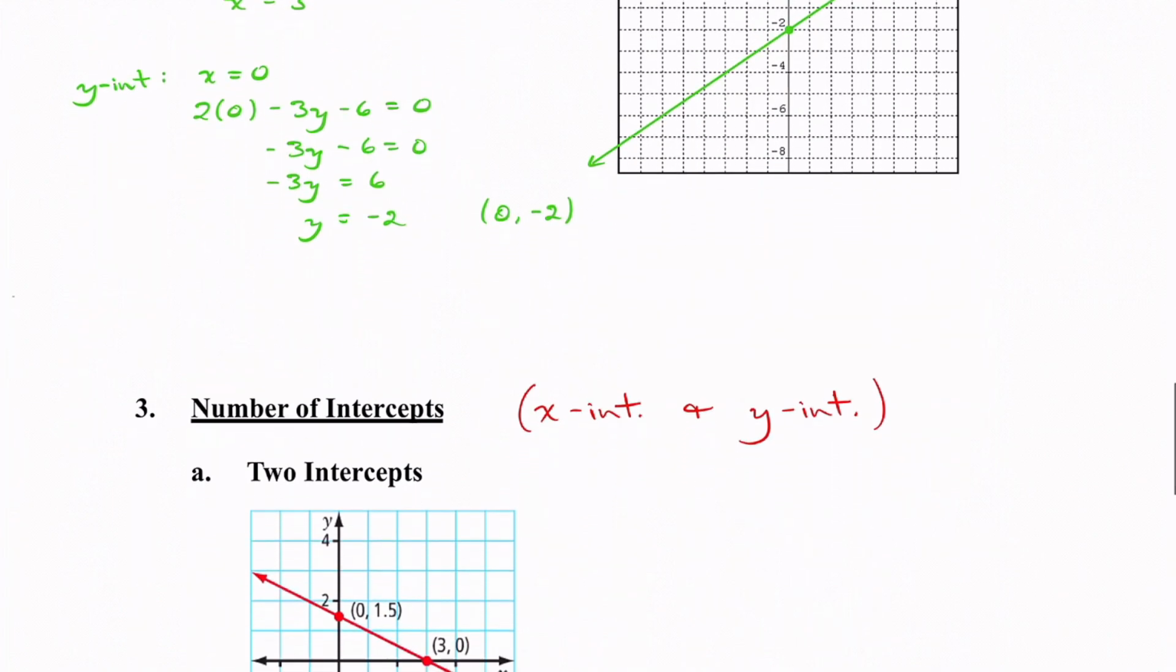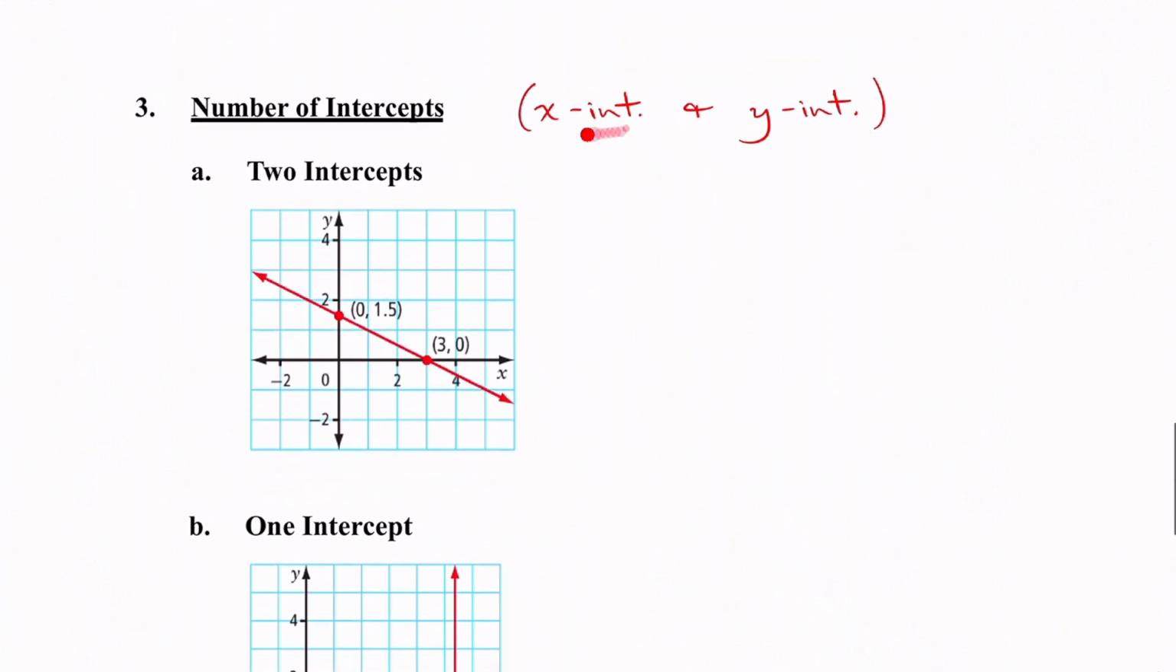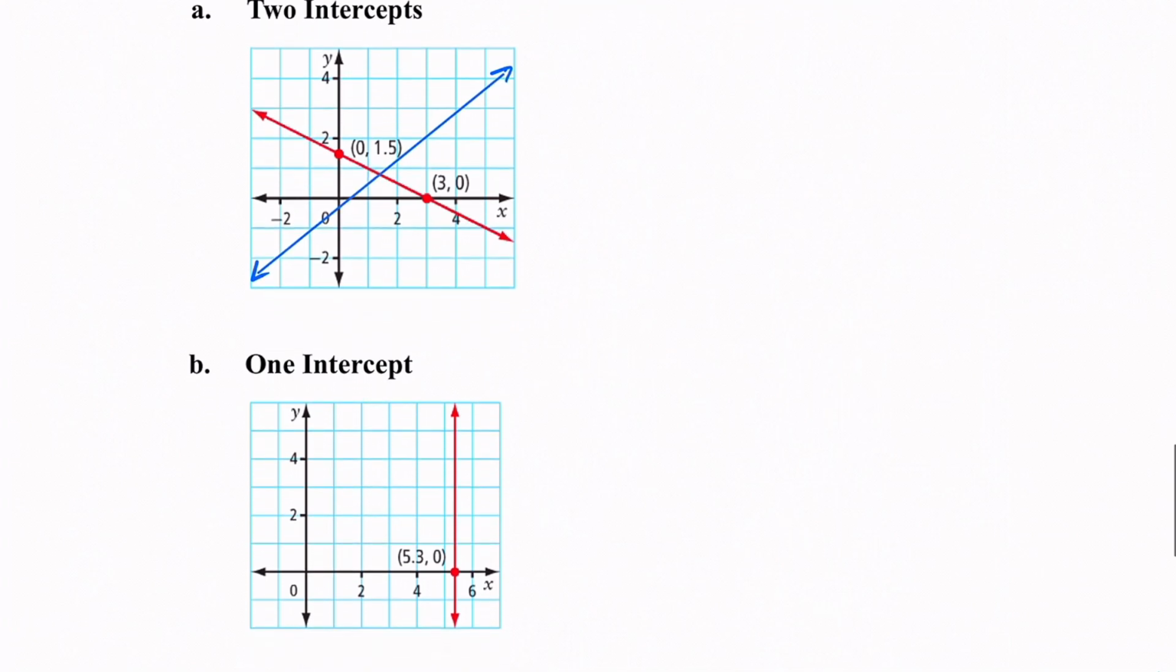So lastly, we're going to look at the number of intercepts, and we're going to be talking about x-intercepts and y-intercepts. So there's going to be 3 different types of scenarios. So if you have a line that's at any type of angle, you're going to get 2 intercepts. It's going to have a y-intercept and it's going to have an x-intercept. If I drew, say, another line, again, just at any angle with any slope, so something like that, it's going to have an x-intercept right there, and then our y-intercept is right there. So anytime it's at some type of angle, whether that's positive slope or negative slope, it's going to have 2 intercepts.